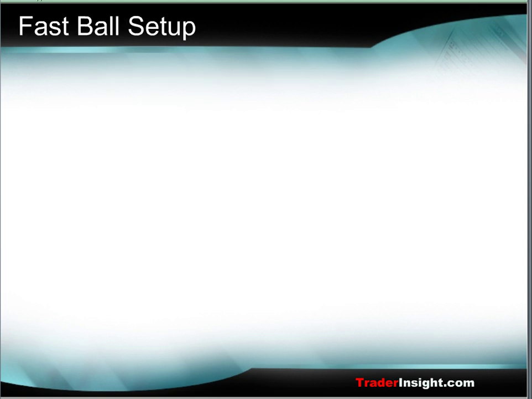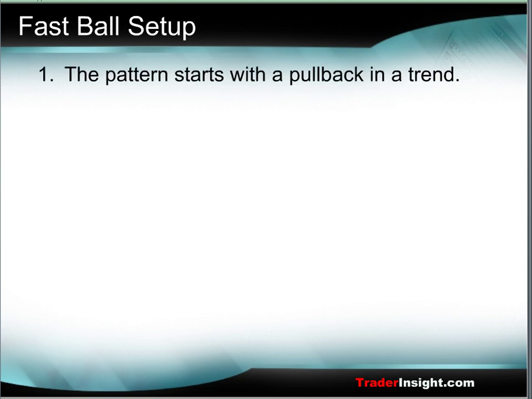Now, the setup we're going to talk about today is the fastball. There's two types of fastball setup. This is basically an expansion of range, expansion of volume. It comes either on the heels of a pullback or a consolidation. So the first one we're going to talk about is on the pullback in a trend.